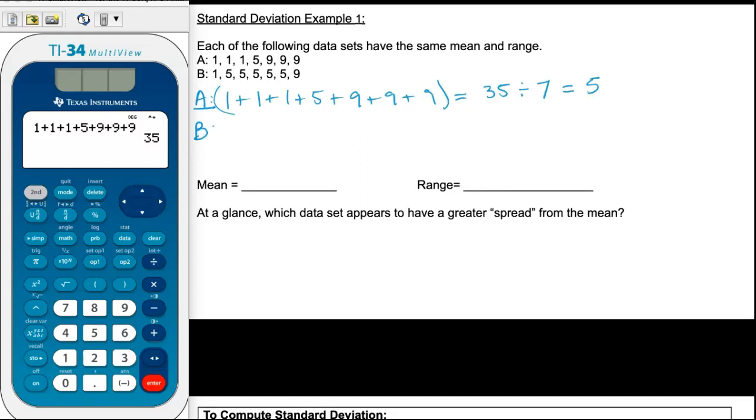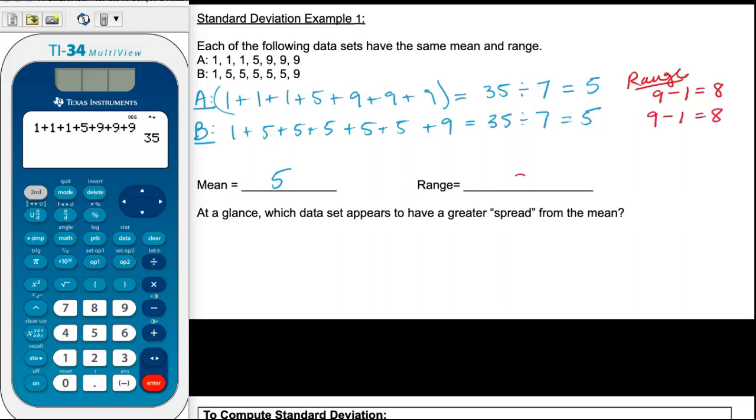Then I'm going to do the same thing for set B. If I add 1 plus 5 plus 5 plus 5 plus 5 plus 5 plus 9, let me double check here. 1, 2, 3, 4, 5, 6, 7. Okay, we've got 5, 10, 15, 20, 25, 26, and then we end up getting 35 if we add those up. If we divide by 7, we still get 5. So we get a mean of 5 for both of the sets. Then let's look at range. If we do high minus low, we get 9 minus 1, which is 8. Same thing for B: we have 9 minus 1 because it has the same low and high values, so we get 8 for that one as well.